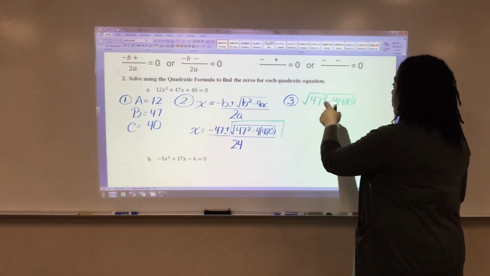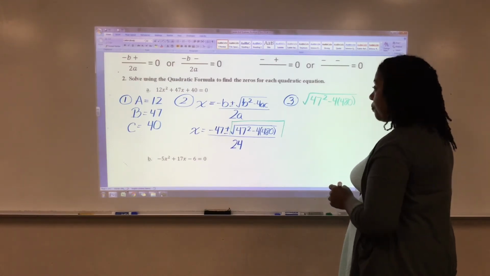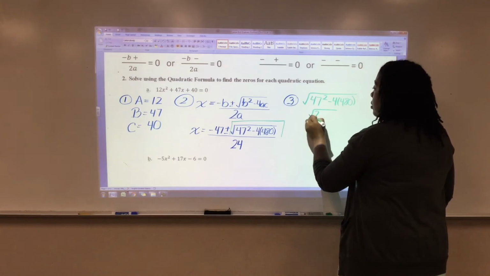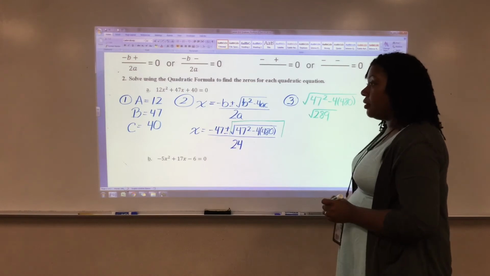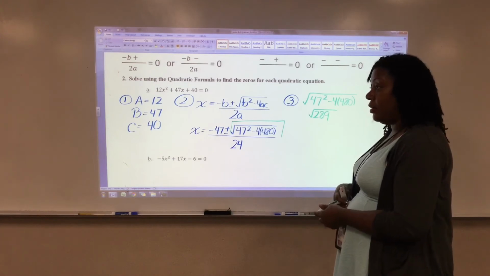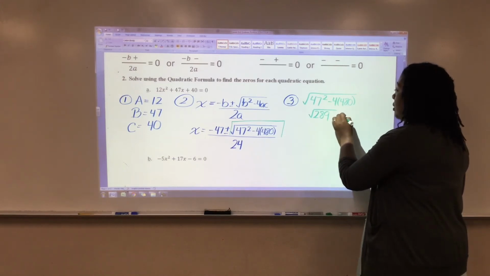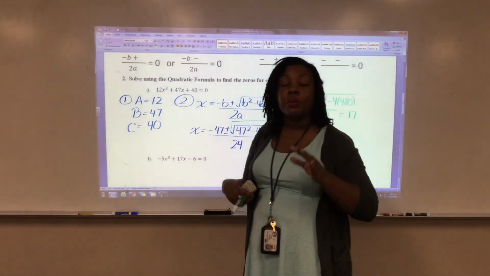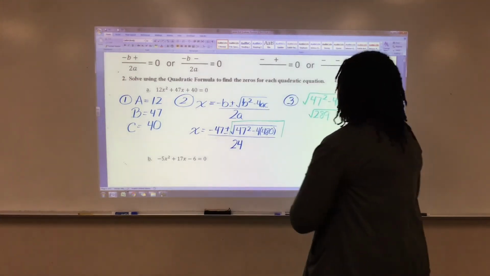Go ahead and plug 47 squared minus 4 parentheses 480 into your calculator. And you should have gotten 289. Remember, we have not taken the square root yet. If you need a square root, the square root button is the second command button. So you hit second and hit that same x squared and plug in the number. You should have gotten an answer of 17. Please note that our answers for step 3 will not always be a whole number, but for the purposes of today, that's what it will be.